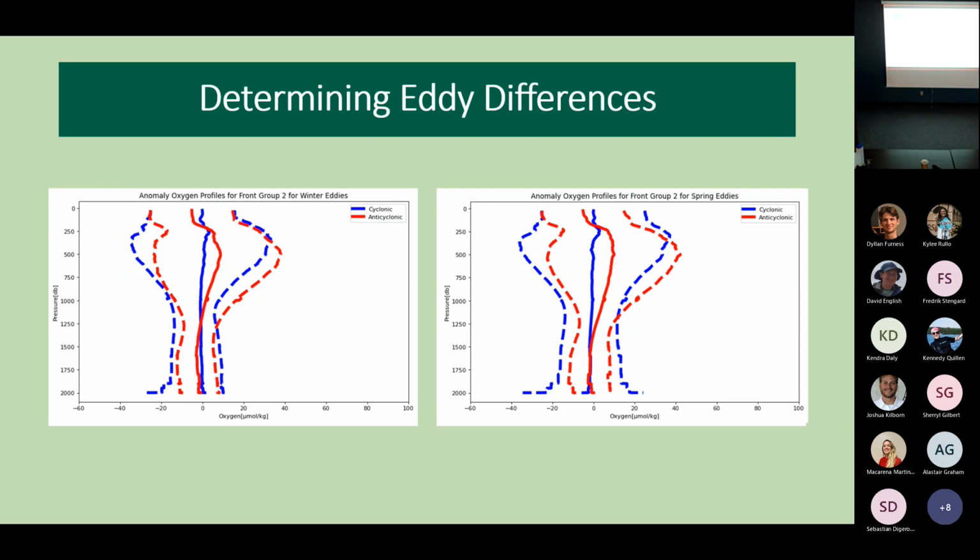There are two really important things to point out here. When you look at cyclonic in blue and anticyclonic in red, the means themselves, the solid lines in the middle, look relatively different, but their standard deviations do not. They overlap each other almost exactly. The second thing to look at is those standard deviations. We expect a lot of variability because eddies can impact biogeochemistry in a number of ways, but this spread is too big.